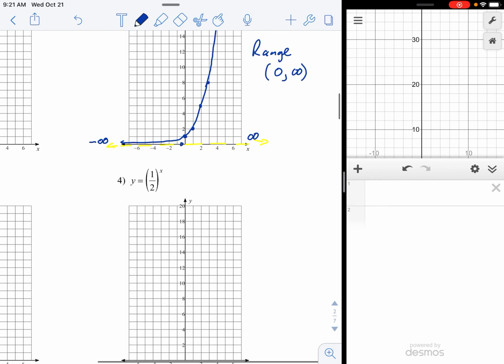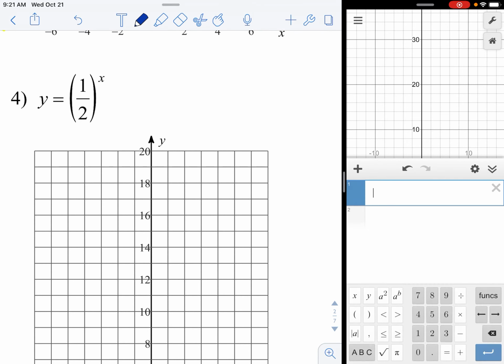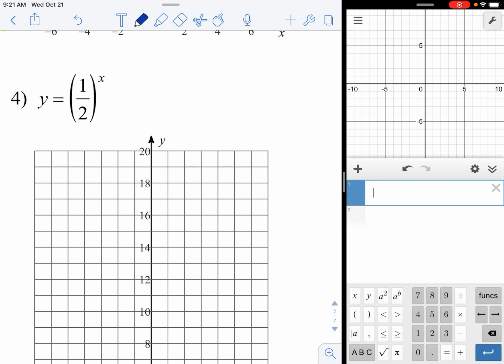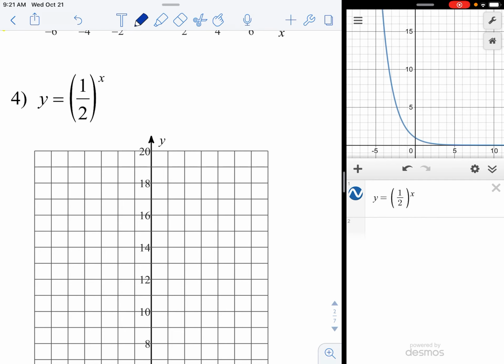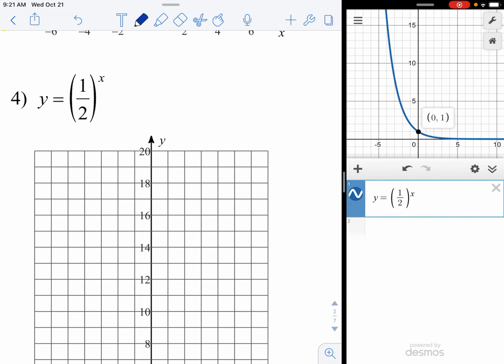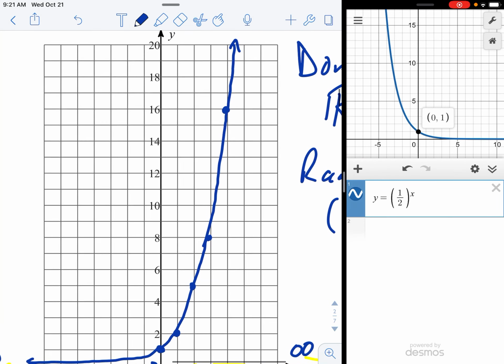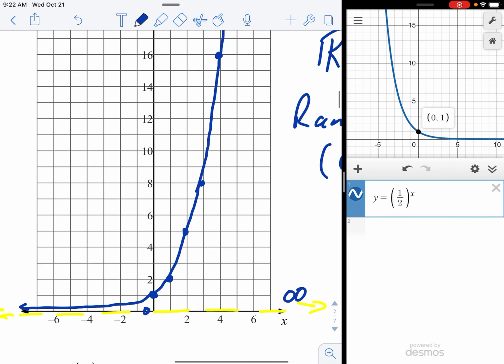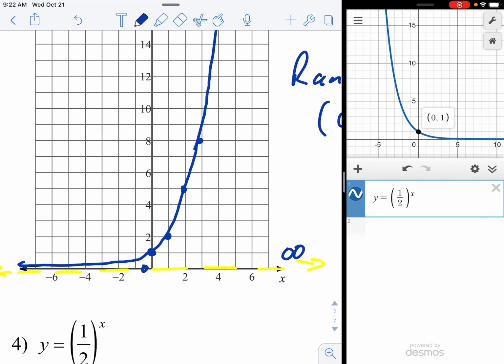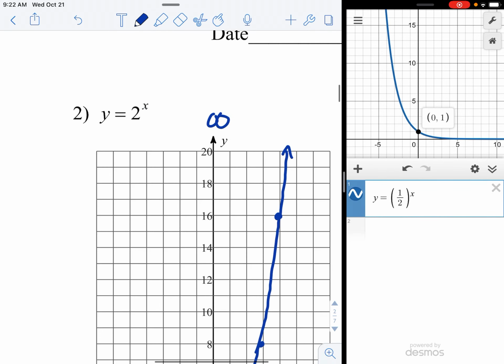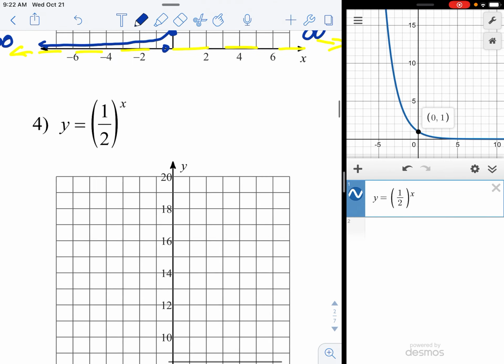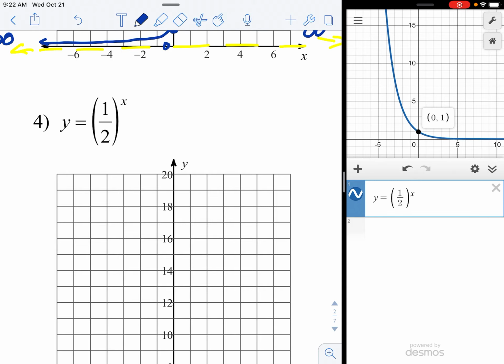Why would I want you to keep that in mind? Because look at number 4. Now we've got a fractional base. Y equals... Now, if I want to type this in the way it appears, I'm going to go parenthesis 1 divided by 2, and then outside the parenthesis, hit the power button, and x. Now look at that. This is essentially that graph flipped around. It is exactly that graph flipped around. How do I know? Because the denominator here is 2, and the base here was 2. So if you make this a fraction, it flips the graph horizontally, flips it over the y-axis.